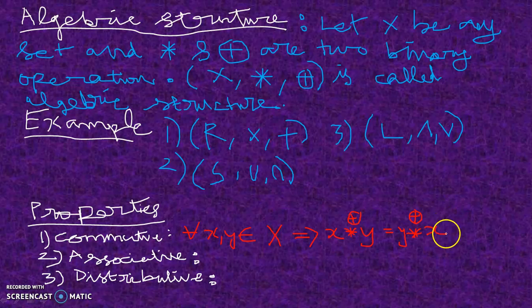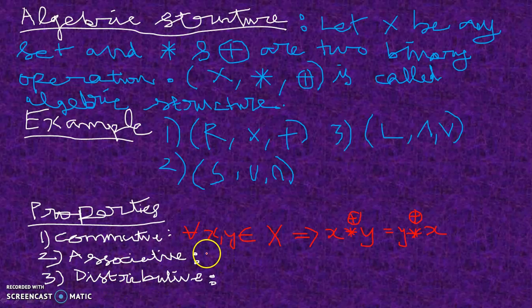Very interesting, is that not? This property we call the commutative property. I mean, we can commute x and y anyway. First x, then y, or first y, then x. Okay, this property we call the commutative property. Next one is called the associative property.